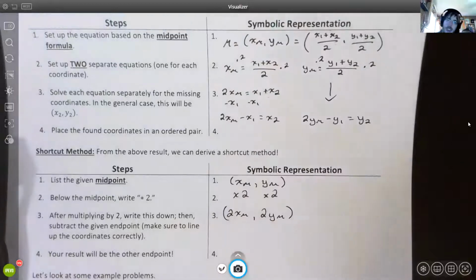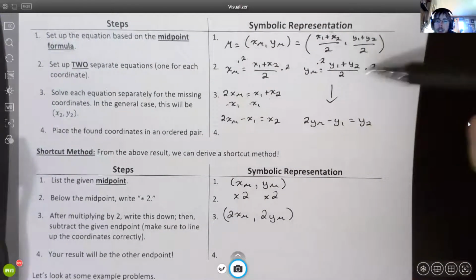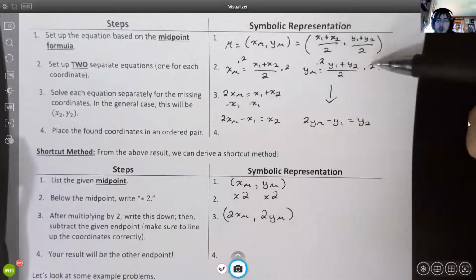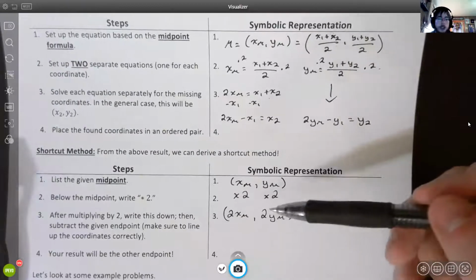Now I want to point out something here. If you look, this is the first step we did here as well once we set up our equation. So we multiply by 2 here. We do the same exact thing here. We're going to multiply by 2.